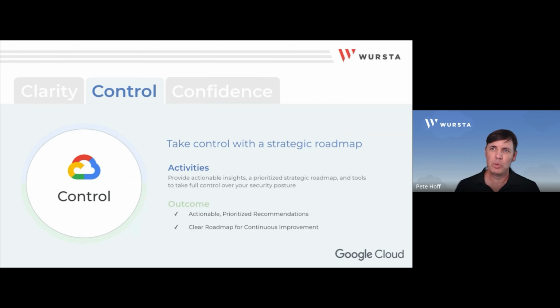We provide actionable insights, a prioritized roadmap, and the tools you need to take control of your cloud security. With a clear strategy in place, you gain complete control over your security posture with a clear path for a secure future. For example, Wursta provides customized roadmaps that not only outline your highest risks first, but we focus on helping your organization establish strong security processes that fit your business.